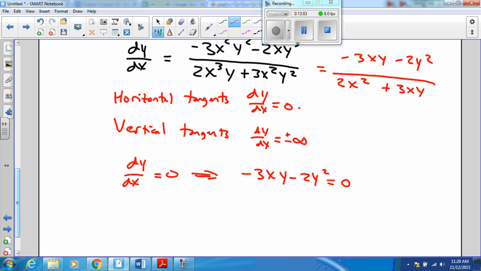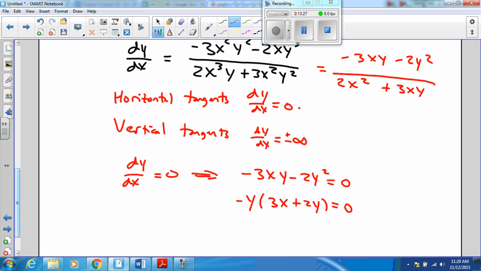Different derivatives, same strategy. Factoring. What do you see now? Negative y. Leaving me with what? I have a negative 1 in each. And leaving me with what? 3x plus 2y.